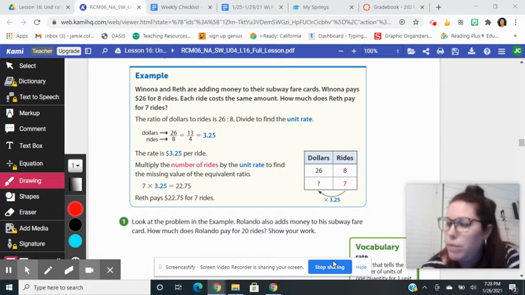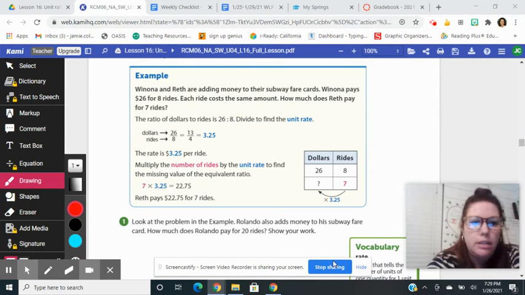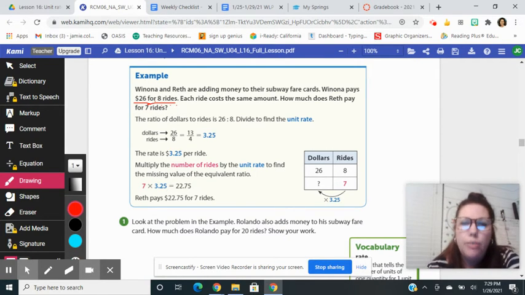Okay. So questions number 1 and number 2 have to do with this example here. And I'm on page 367. So I'm going to read the example so that we know how to answer questions number 1 and 2. Winona and Reth are adding money to their subway fare cards. Winona pays $26 for 8 rides. So I'm going to underline this because that's important information. Each ride costs the same amount. How much does Reth pay for 7 rides?